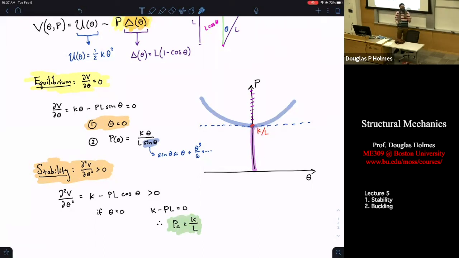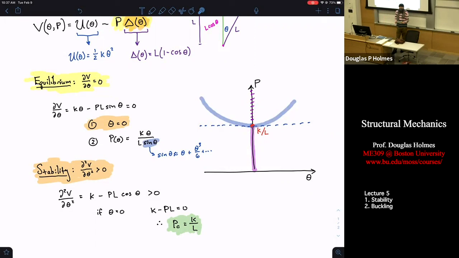This is just a subtle point to keep in mind as we as a society rely more and more on these computational models. You have to know what you're putting in, because the computer's not wrong. I mean, this is an equilibrium path. We just, in real life, nothing is perfect. And so whether it's the load or the material, something is going to break this symmetry and cause it to buckle.